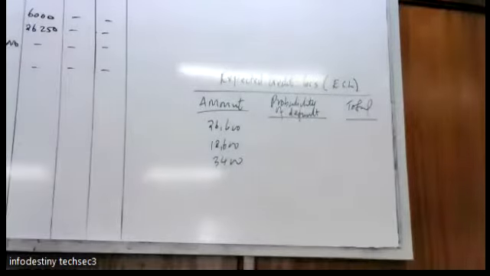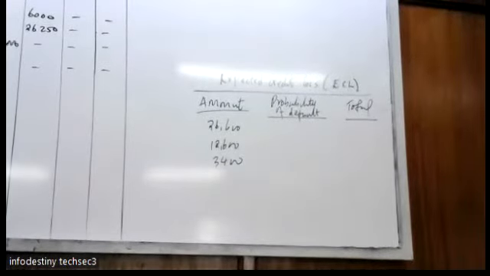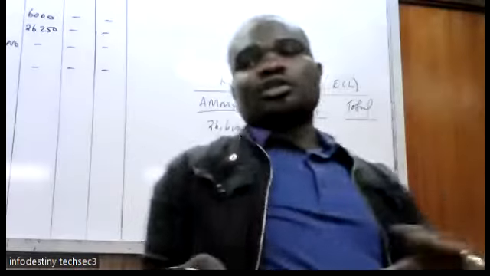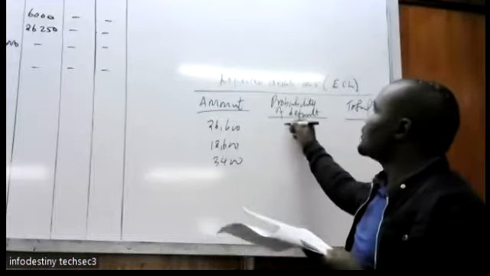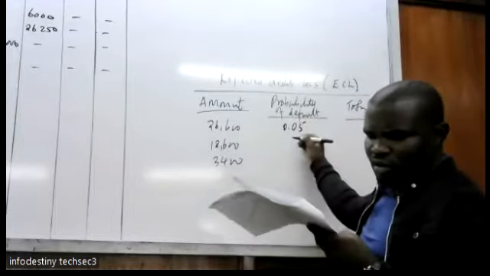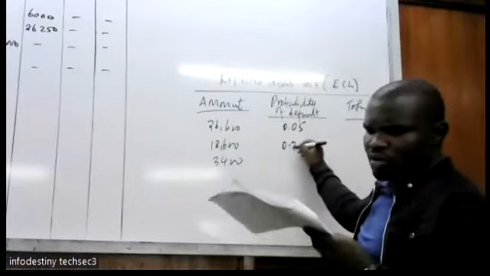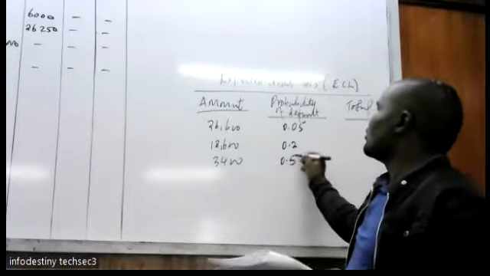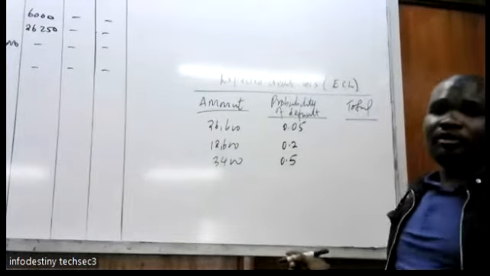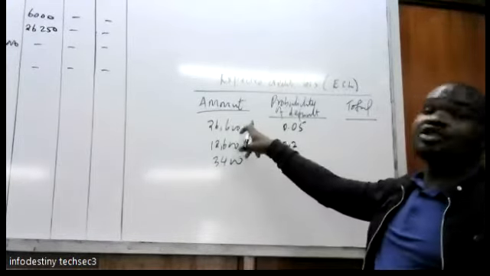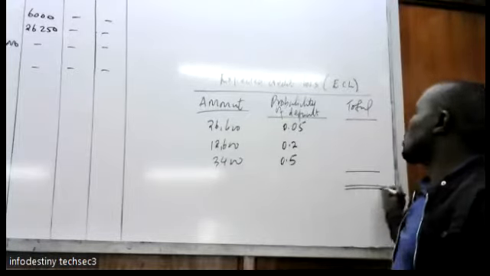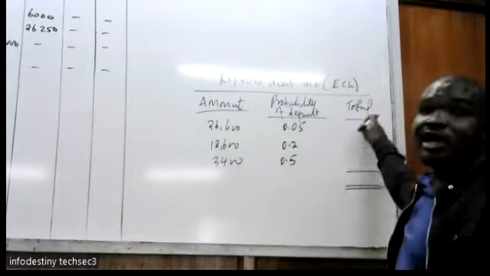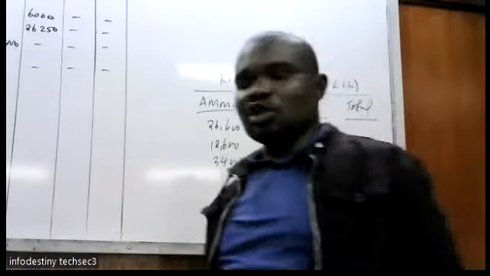So we continue from where we left. So probability of default is 0.05, 0.2, 0.5. So what you do for me, for each, you multiply, you bring them there. Then what I want is the total. So take this and this there, then add the 3, give me the total. Chop, chop.